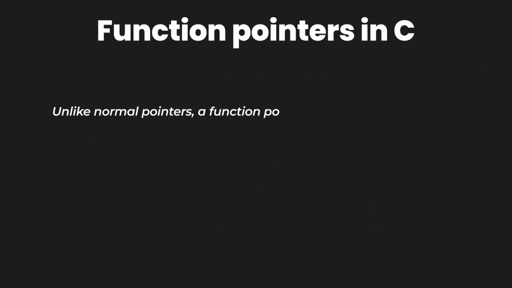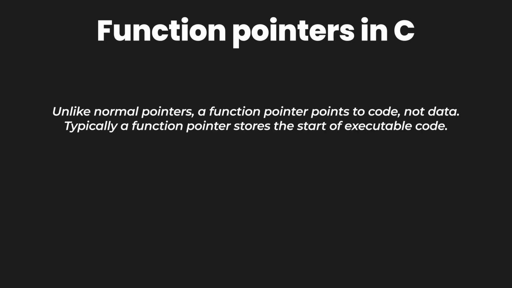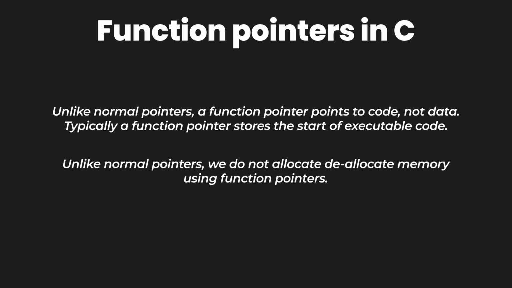Anyways, unlike normal pointers, a function pointer points to code and not data. Typically, a function pointer stores the start of the executable code. And unlike normal pointers, we do not allocate or deallocate memory using function pointers.